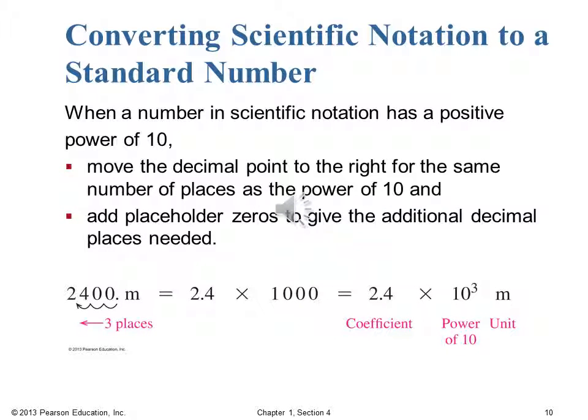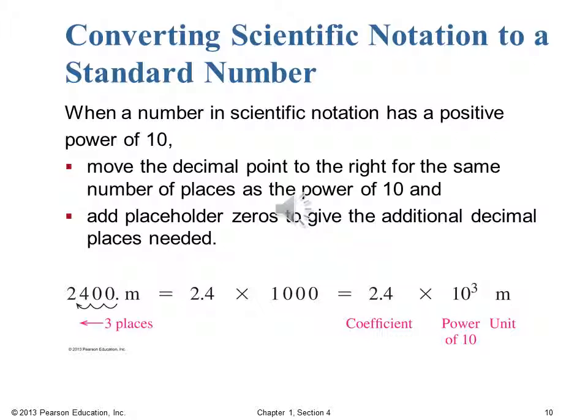So if you need to go back and forth between scientific notation and regular notation, just be aware that when it's a positive exponent, a positive power of 10, you'll move the decimal point to the right for that number of places, and then you'll add the zeros in to get the value back to the normal non-scientific notation result. In the case of 2,400 meters, we moved the decimal point 3 places to the left to get the 2.4 times 10 to the third meters.